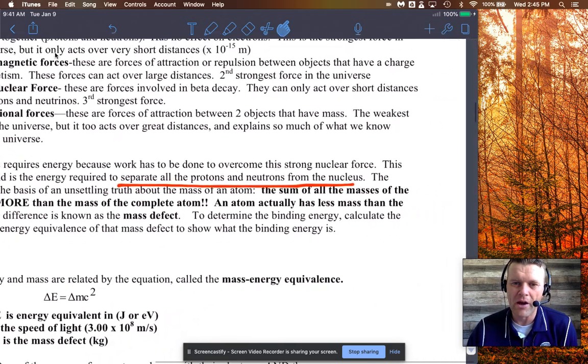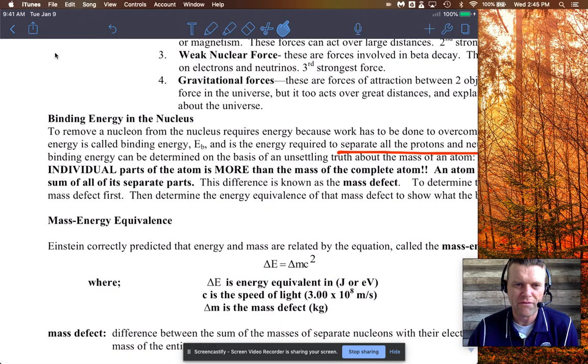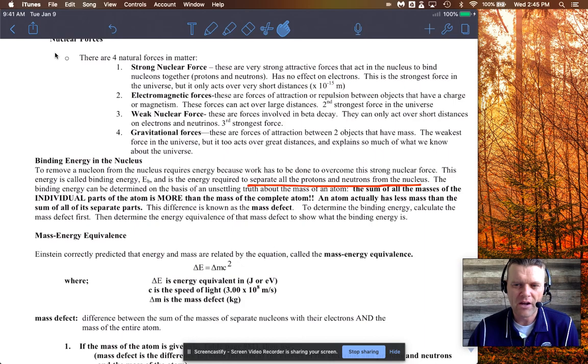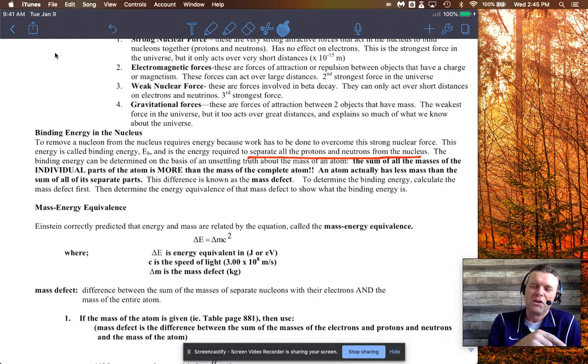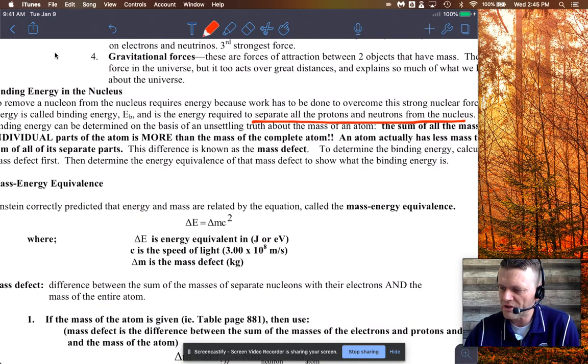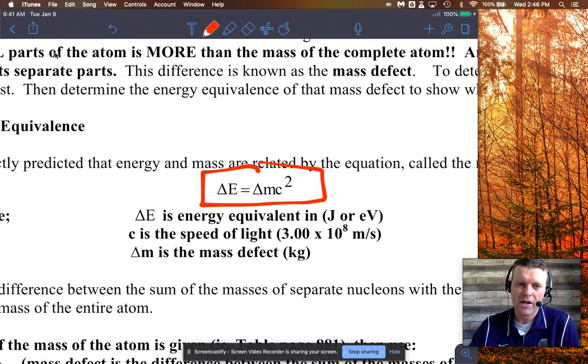If you want to determine the binding energy, you first have to calculate the mass defect, and then you use Einstein's equation to show what the binding energy actually is, because the binding energy is the energy equivalent of the mass defect. So this is where we're going to use Einstein's equation, E equals mc squared. The energy equivalent can be in joules, or you can change it to electron volts. When you're using Einstein's equation, you have to use c as the speed of light, and the mass has to be in kilograms in order for this to work.